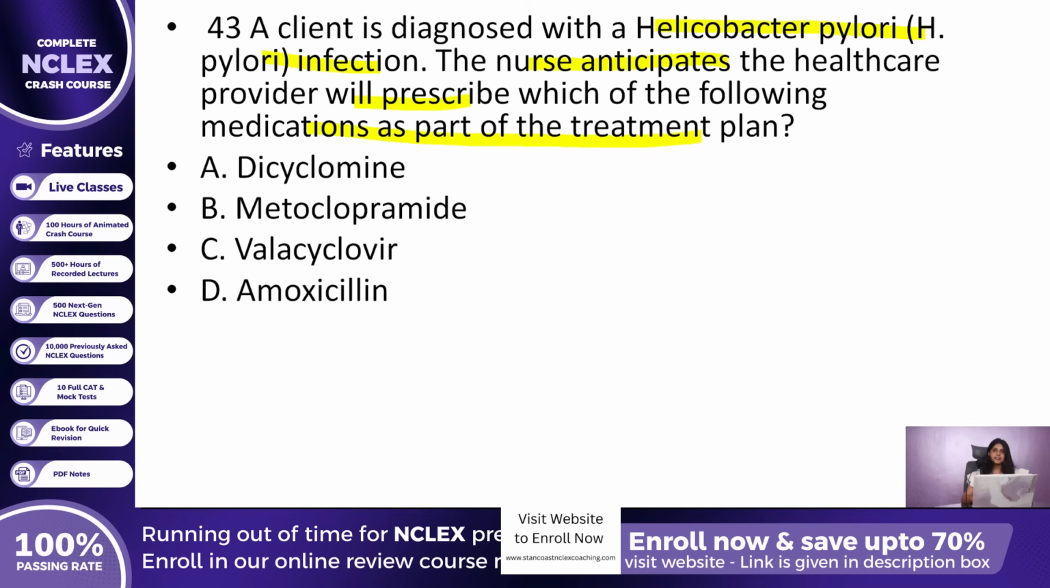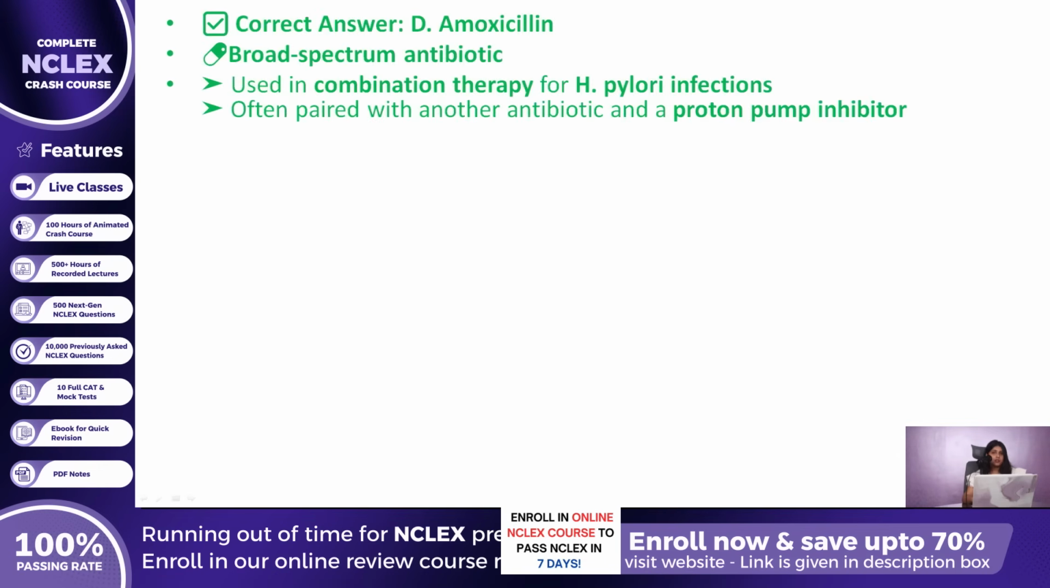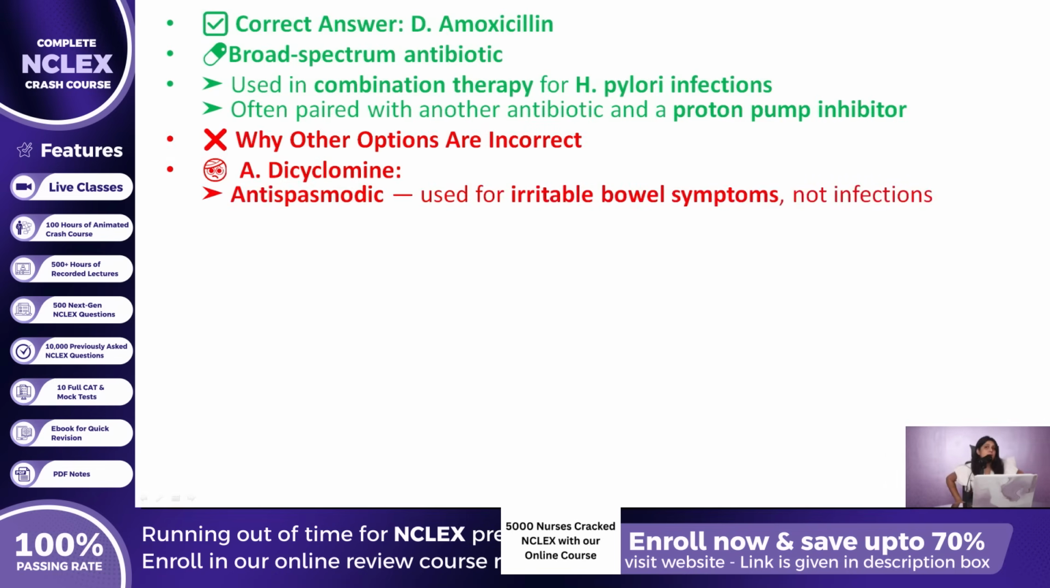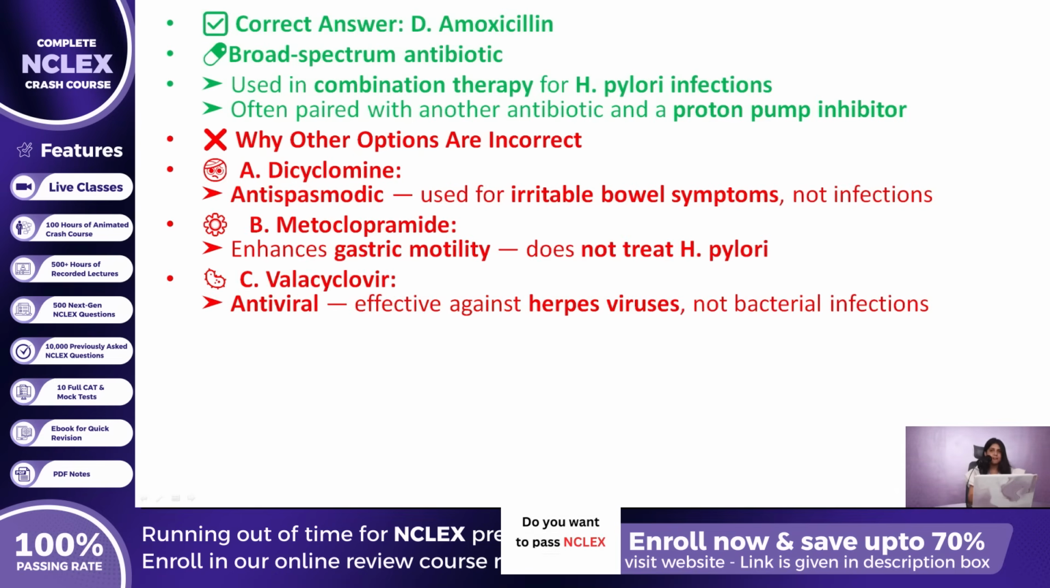The correct answer is option D, amoxicillin, a broad-spectrum antibiotic used to treat H. pylori infections as part of combination therapy with another antibiotic and a proton pump inhibitor. Option A, dicyclomine, is an antispasmodic. Option B, metoclopramide, improves gastric motility. And option C, valacyclovir, is an antiviral. None target H. pylori. Amoxicillin directly treats the infection, making it the appropriate choice.